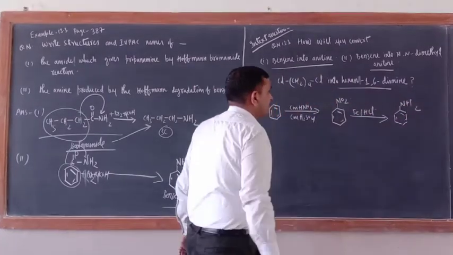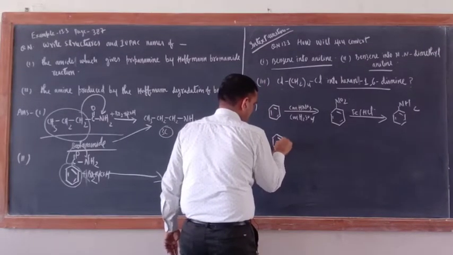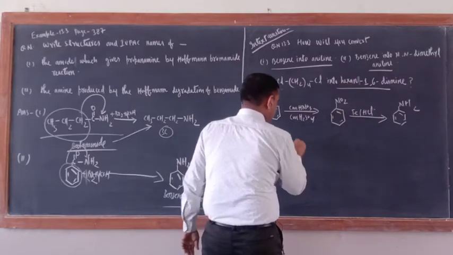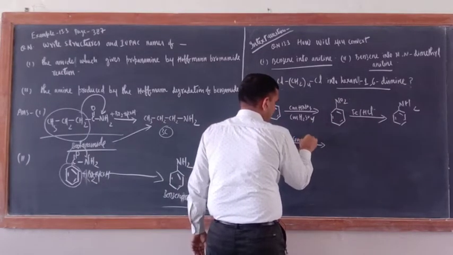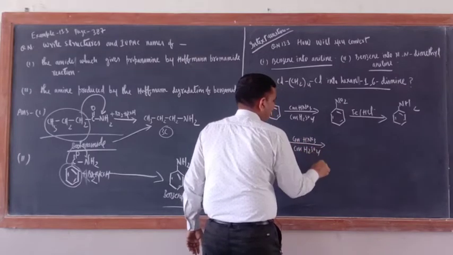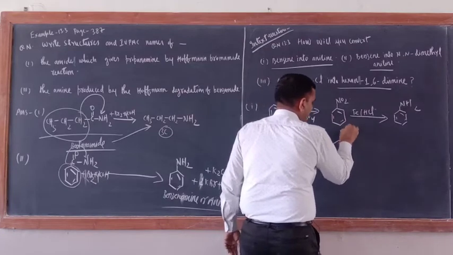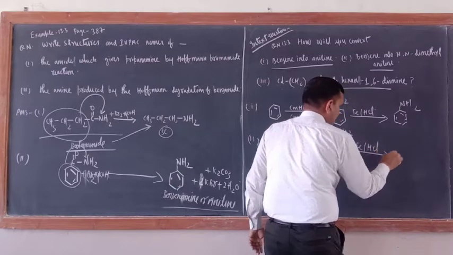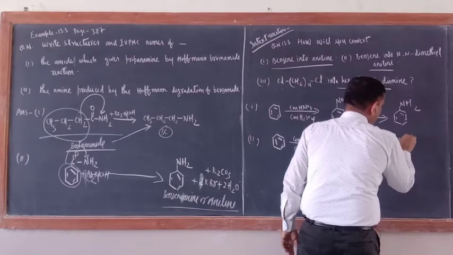Now the second one is benzene into N,N-dimethyl aniline. So the initial process is the same. Here you write concentrated HNO3 and concentrated H2SO4 for nitration. Then the NO2 group will be generated. When this is subjected to reduction in presence of Fe/HCl, the product here would be NH2.